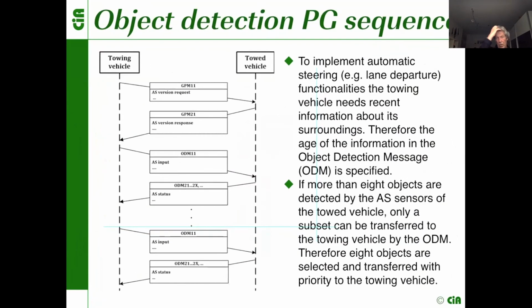Just a few words on the object detection parameter group sequence. You see here the sequence. You always request this information from the towing vehicle, and the towing vehicle then answered the questions. This is to implement automatic steering, and many trucks can do this, but if they have a trailer, they need additional information. For example, if they want to depart the lane automatically, then you need to know if this is possible or not, or if there is somebody driving on your side or behind you, and all this information should be given by the trailer.